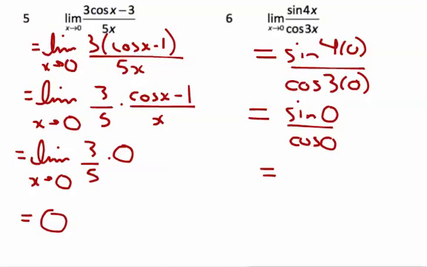Sine of 0, if you remember back to pre-calculus 30, that table of trig values, or, second option, you take it and plug it into your calculator. Sine of 0 is 0, cosine of 0 is 1, which reduces to 0.